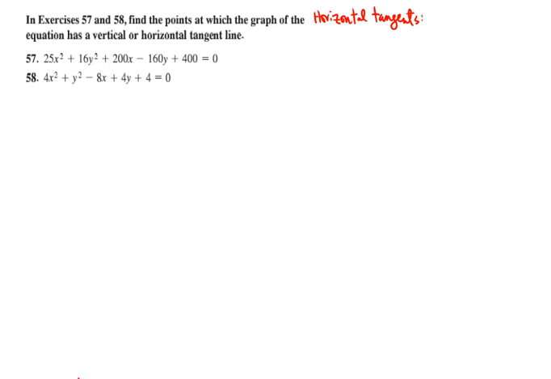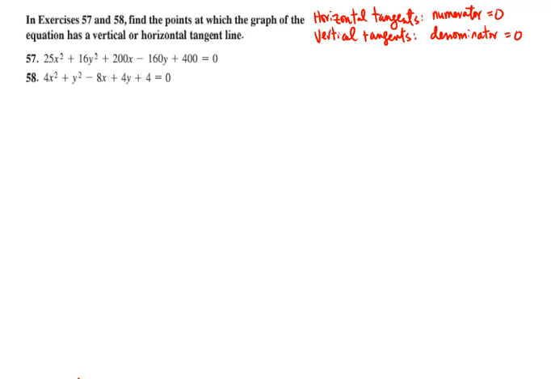tangents. And very simply, when we have, which we will often have in these cases, a derivative that turns out to be a rational function, well, we'll have horizontal tangents whenever the numerator is 0, and vertical tangents whenever the denominator is equal to 0. So let's get started with number 57.